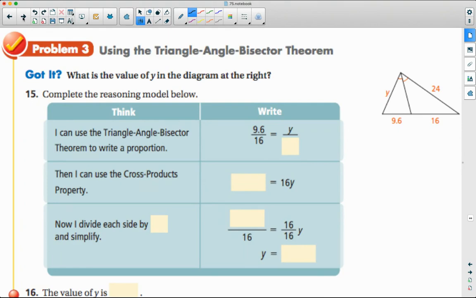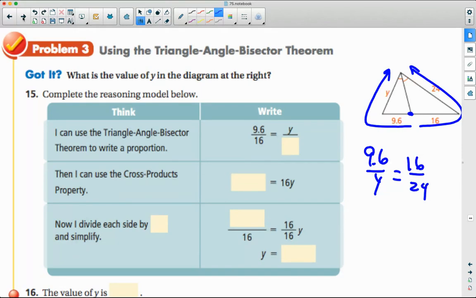What is the value of y in the diagram at the right? So we look for where the angle bisector hits the opposite side, and then I write it as 9.6 over y is equal to 16 over 24. That's all we need to do. Now, if you look, what should be in that box? What's going to multiply by 9.6? That's going to be the 24. And you can see when I cross multiply here, they're the same thing.